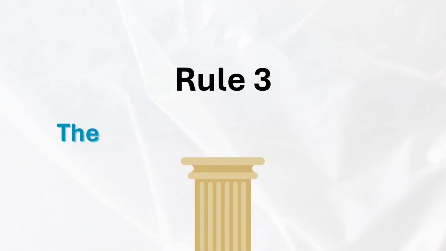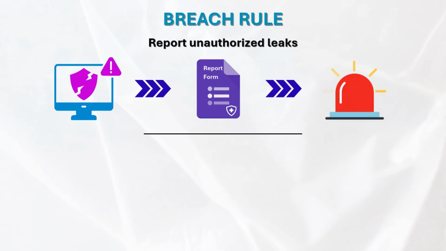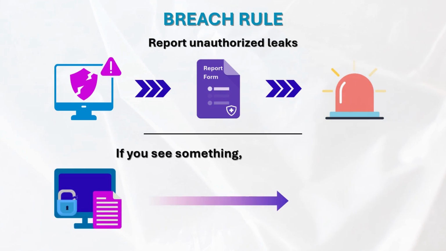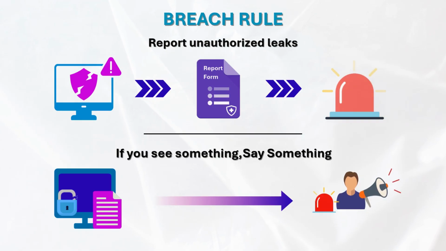Third is the breach notification rule. This mandates that we report any unauthorized leaks. If you see something like a file sent to the wrong email or a laptop left unlocked, speak up. Reporting a mistake immediately is always better than hiding it.